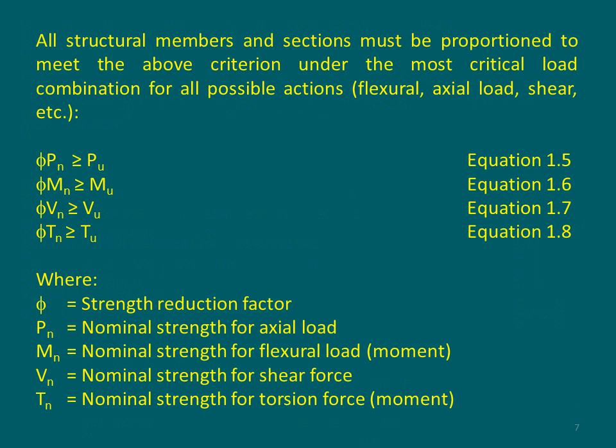When you do any design, you need to have a capacity more than the demand. Demand is going to take the subscript U, like P sub U is going to be axial load demand, M sub U is going to be flexural demand or moment demand, V sub U is going to be shear demand, and so forth. Then you see phi Pn, phi Mn, and phi Vn, which are the axial, flexural or moment, and shear capacity. Phi is the strength reduction factor, and sub n means nominal.